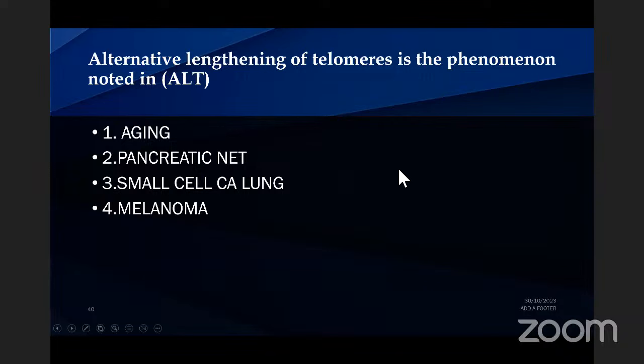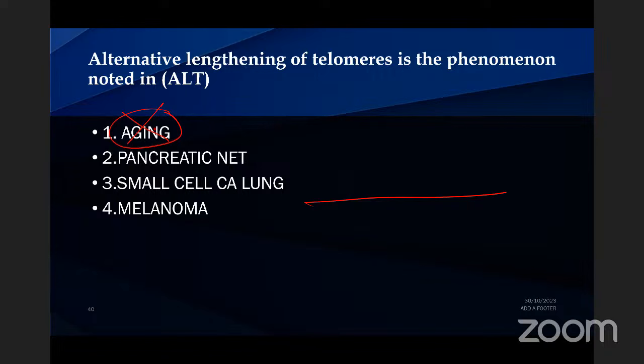Good, guys. So what is alternative lengthening of telomeres? Let me explain this. So what does normal length of telomeres mean? Normally, our somatic cells do not have telomerase, so telomeres get shortened. Aging is associated with shortening of telomeres. So there is no lengthening of telomeres in aging. Aging is always shortening.